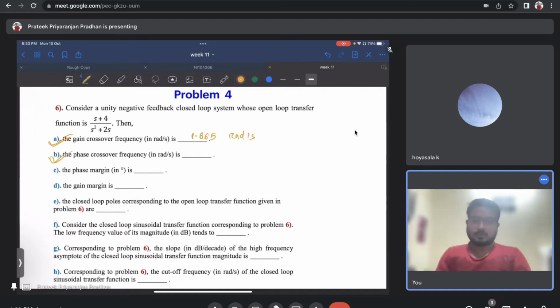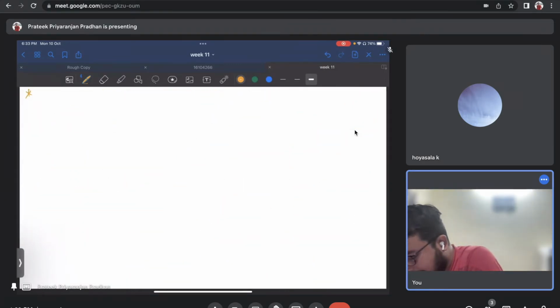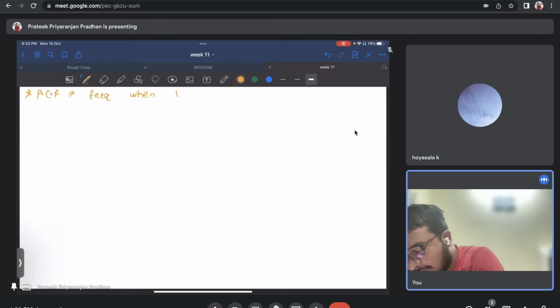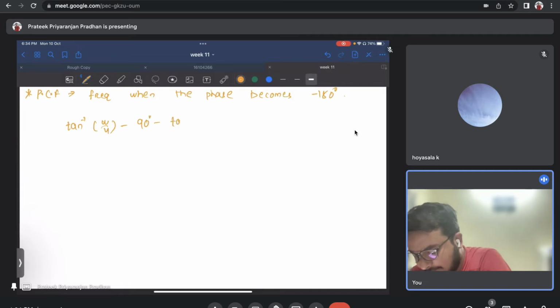So what is the phase crossover frequency? Similarly, the phase crossover frequency is the frequency when the phase becomes minus 180 degrees. What phase had we derived? We had derived tan inverse omega by 4 minus 90 degrees minus tan inverse of omega by 2. This will be minus 180 degrees. That means tan inverse omega by 4 minus tan inverse omega by 2 needs to be minus 90 degrees.